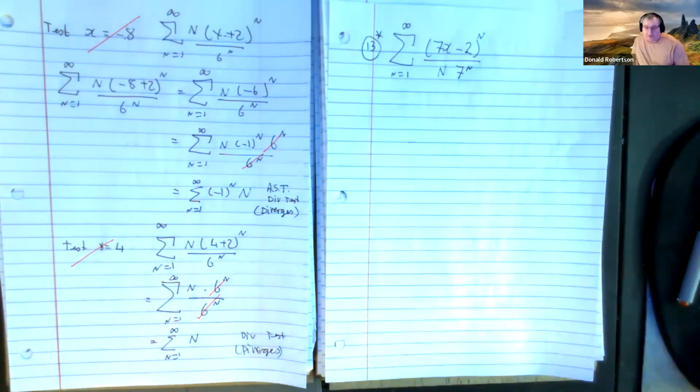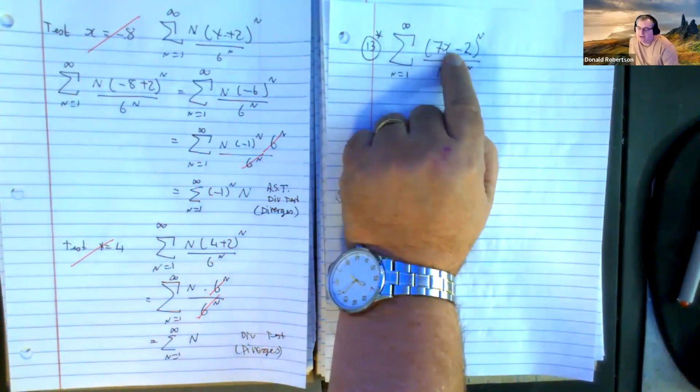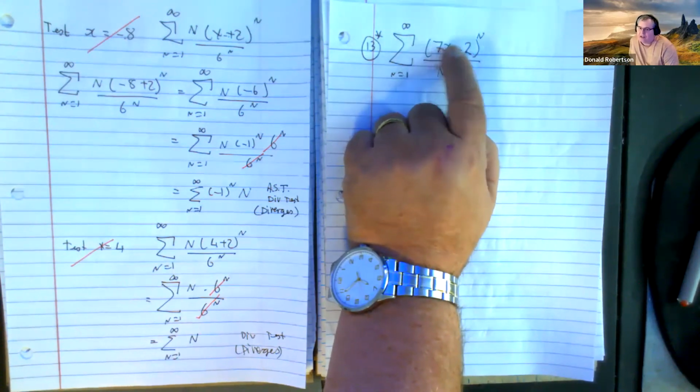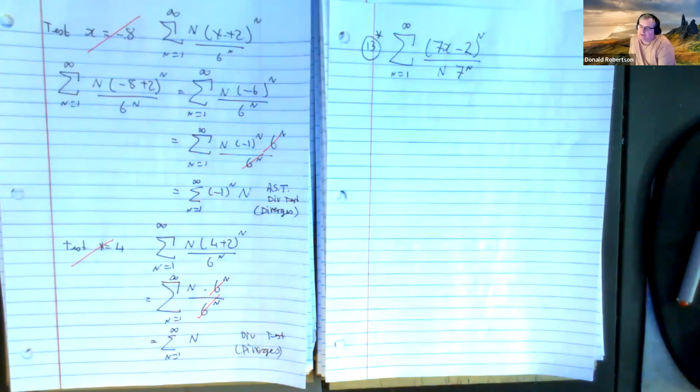Well, what's weird about this guy? Look at the center. It's not x minus 2. It's 7x minus 2. Do you see that? And that's going to make a difference later on. Unless this is one of those questions where it doesn't matter who x is, it always converges, right? That could happen, right? But I doubt it's going to be the case in this one.